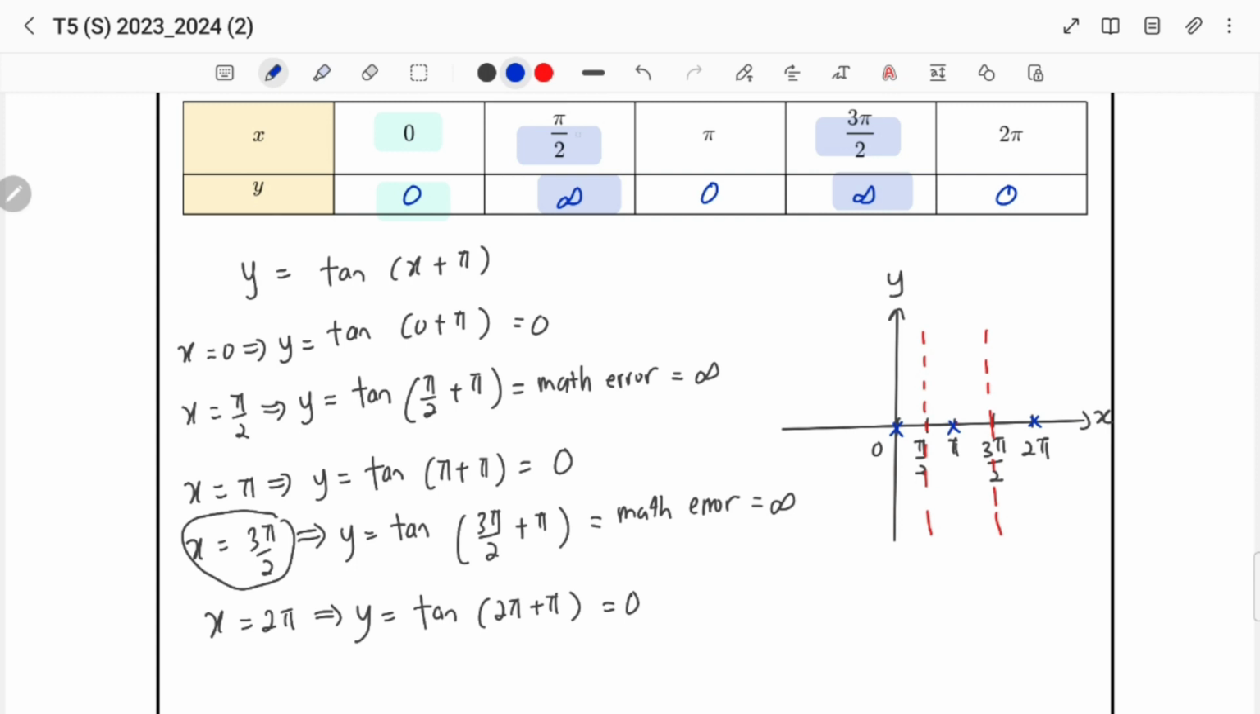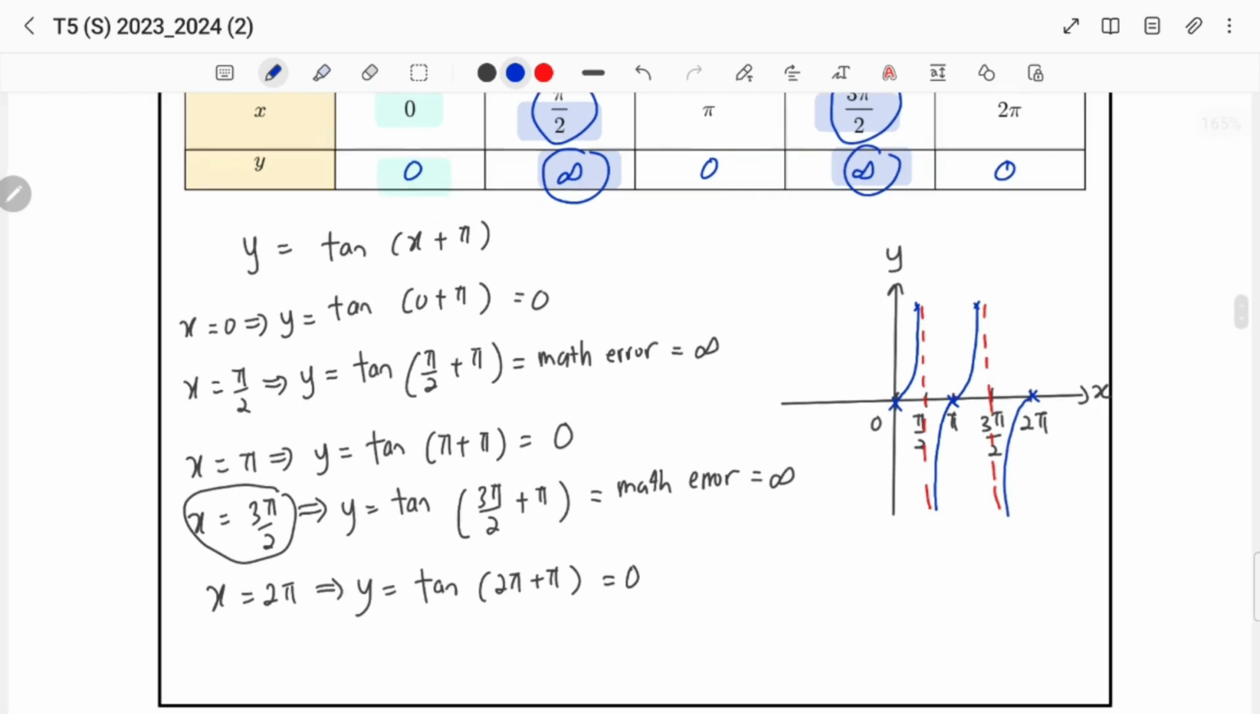Okay, so we know that when x equals pi over 2, the value of y is approaching infinity. So it should be somewhere here. So just join the graph. We get it like this. Next, the other one. When x is 3 pi over 2, y is approaching infinity. So from here, get down here, then get down. And then the last one, 2 pi, 0, sketch the graph like this.